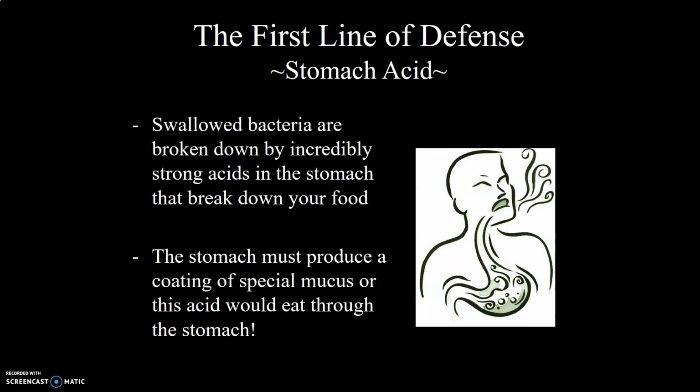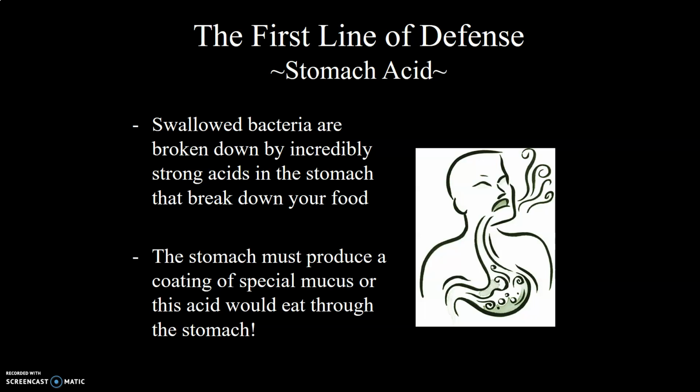Another first line of defense is stomach acid. Swallowed bacteria, say if we swallowed it with some type of food, are broken down by incredibly strong acids in the stomach that have the primary function of breaking down our food, but a secondary function is to protect from those specific types of bacteria.